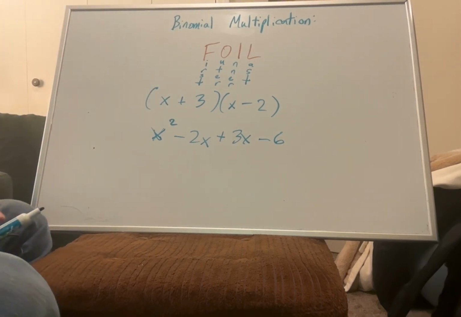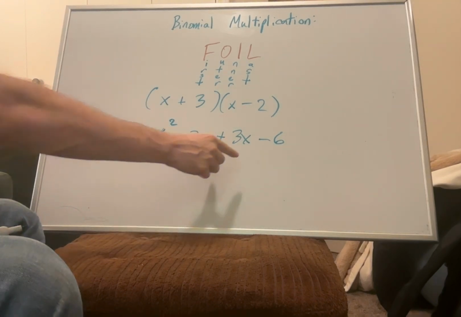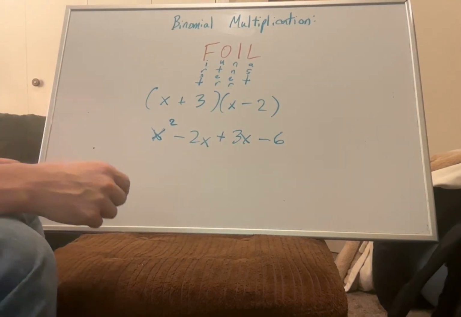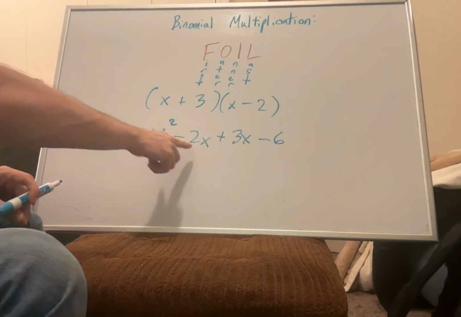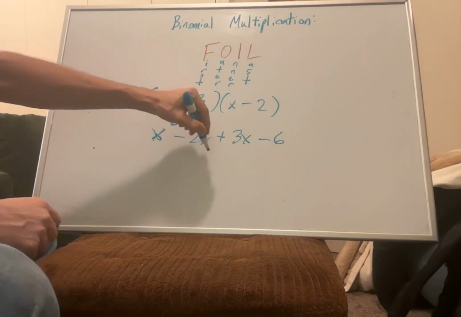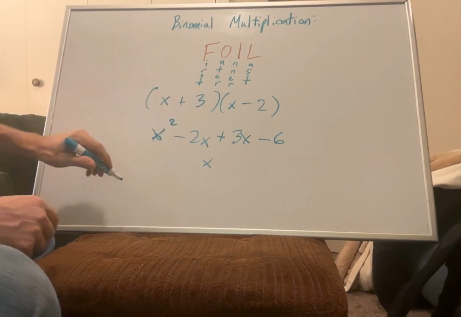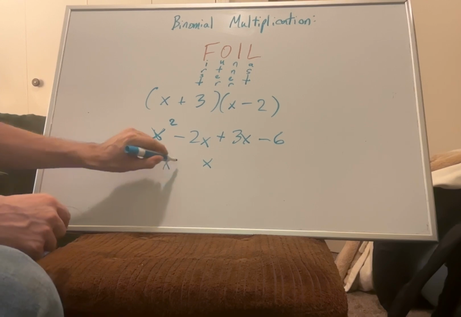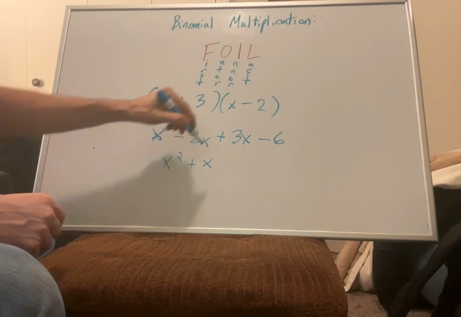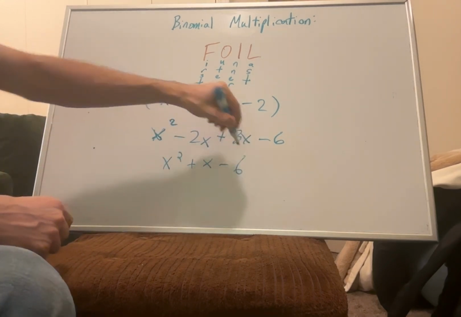The last step we need to do, in order to simplify this expression, is to combine our like terms. So we have a minus 2x plus 3x. 3 minus 2 is 1, so 1x, or just x, and then the other terms will stay the same. So x squared plus x minus 6.